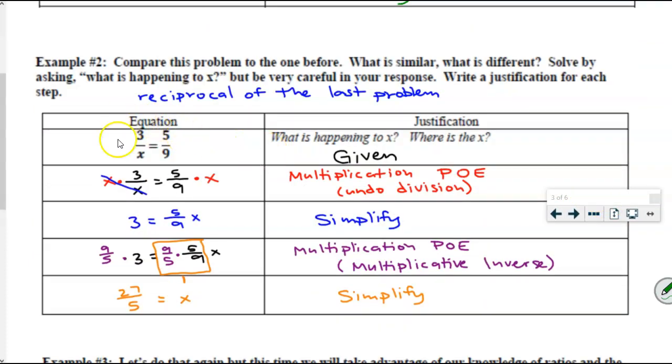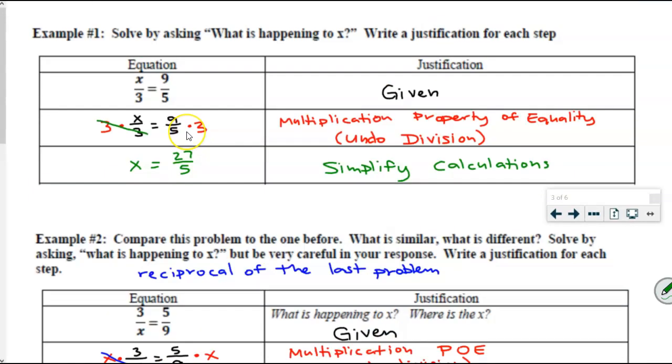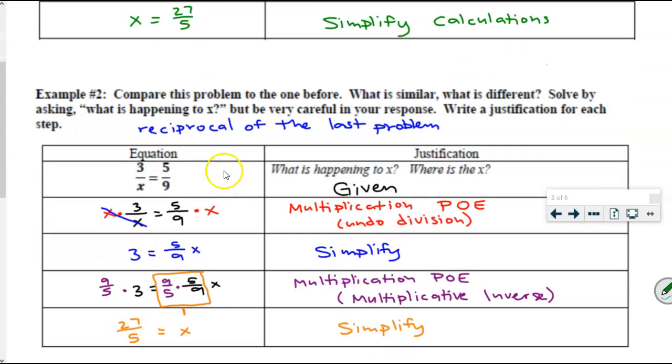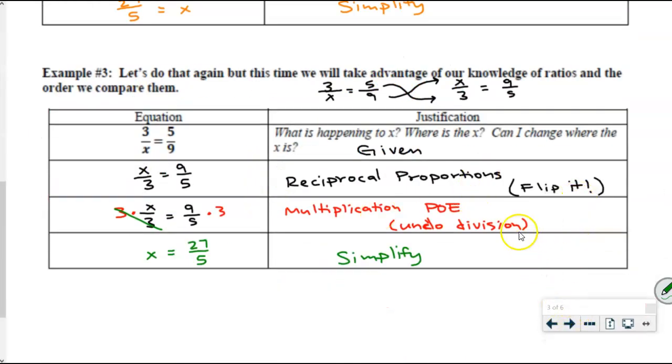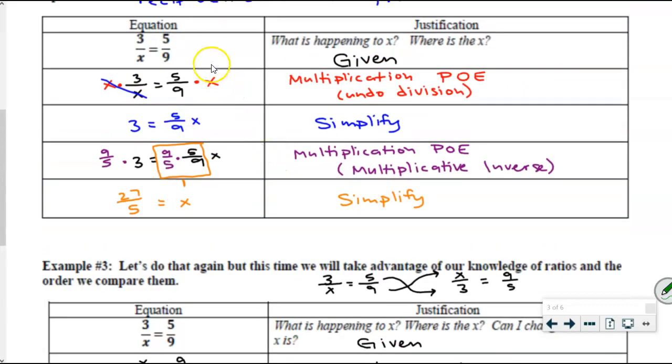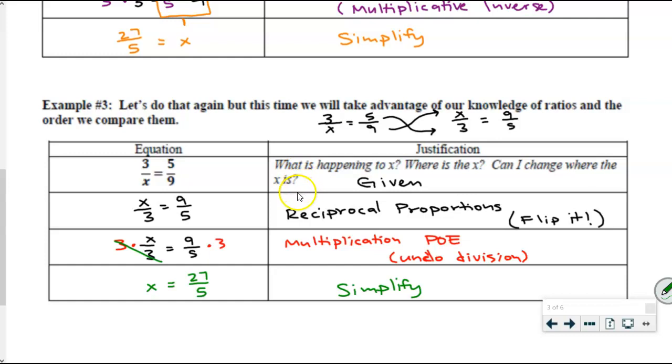So what happens if you're given the second one? What's a good strategy if you're given the second one? Knowing you liked solving this one better, what would you do, Luke? Yeah, we would reciprocalize it. We would flip it. Because if I get it like this and I'm like, ooh, I don't like that one, all we have to do is flip it using that reciprocal proportions, and boom, it's as easy to solve as that first one.